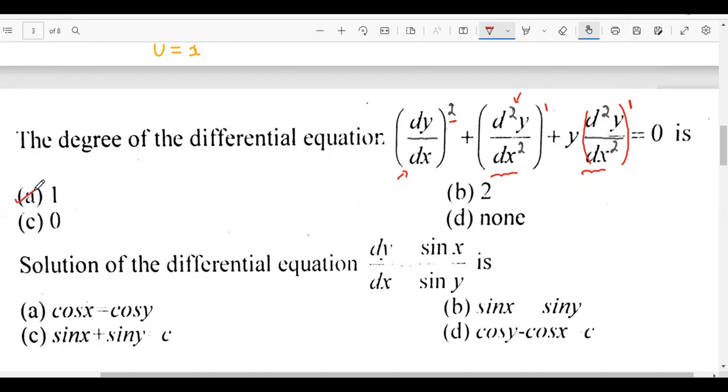What is that 2 supposed to do then? This is just the degree of dy by dx, but it is not the degree of this differential equation.